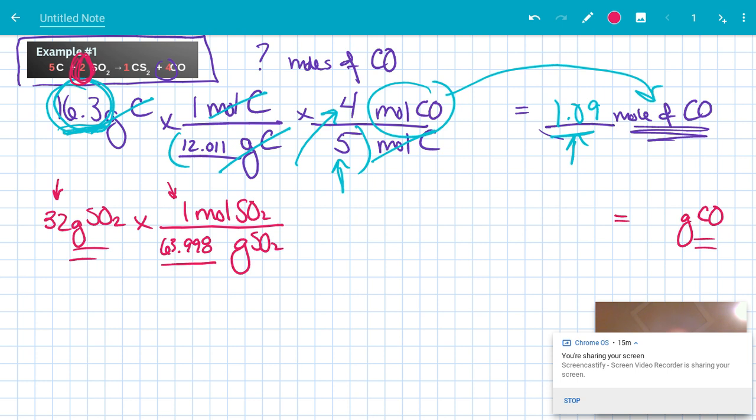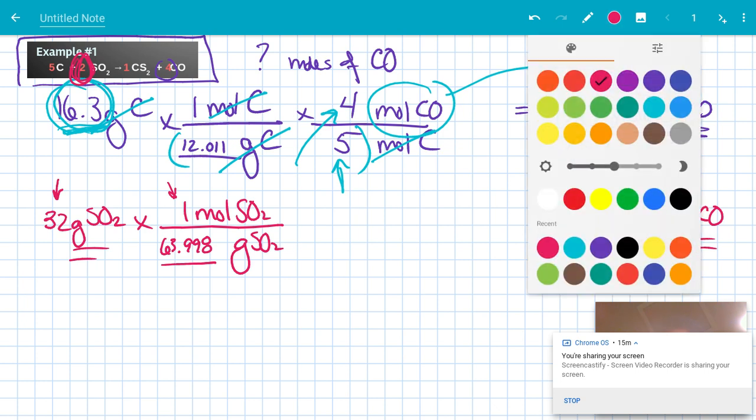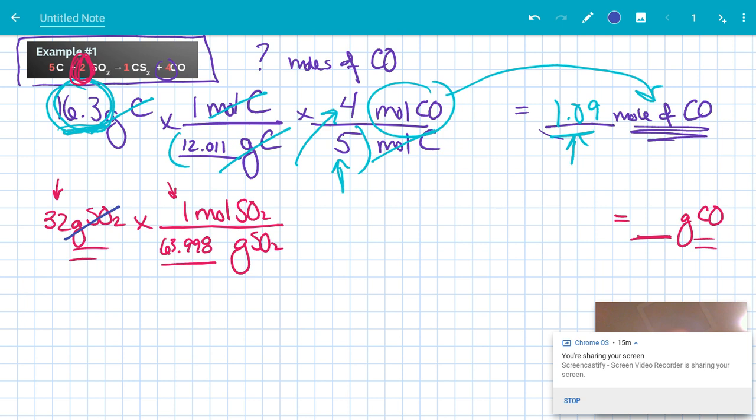How come I wrote so many sig figs here? I wrote all those sig figs because we don't take sig figs into account until we get all the way to the end, until we get to the answer. So when I added, that's a measurement right there, 63.998. I'm going to write it down as it is, and then I will do the sig figs at the very end. Okay, so what I want you to see importantly is that my grams of SO2 have canceled out.